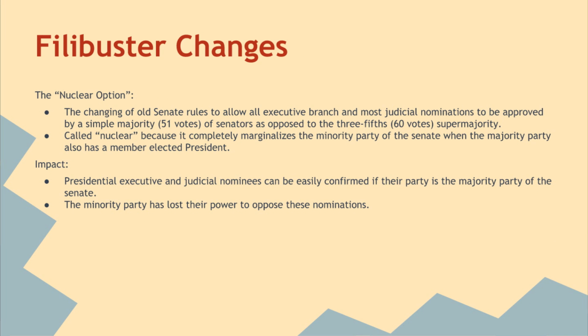The filibuster has had changes. One of these is the nuclear option, and it is somewhat controversial. The nuclear option changed the old Senate rules to allow all executive branch and most judicial nominations to be approved by a simple majority of senators as opposed to the 3/5 supermajority. So executive and judicial nominations can be approved by 51 votes instead of the original 60.